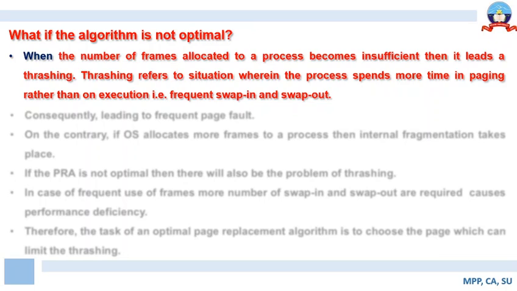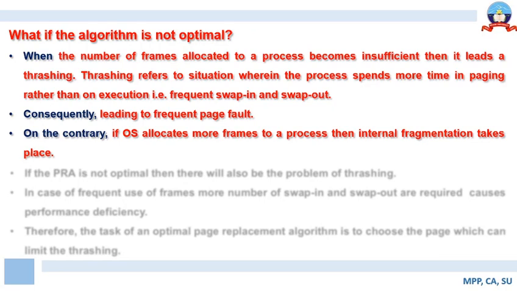Now let us try and understand what thrashing is. Thrashing basically refers to a situation wherein the process spends more time in paging rather than on execution. This means a process invests more time in performing swapping in and swapping out, that is, frequent swapping in and swapping out. Consequently, more swapping results in frequent page faults.